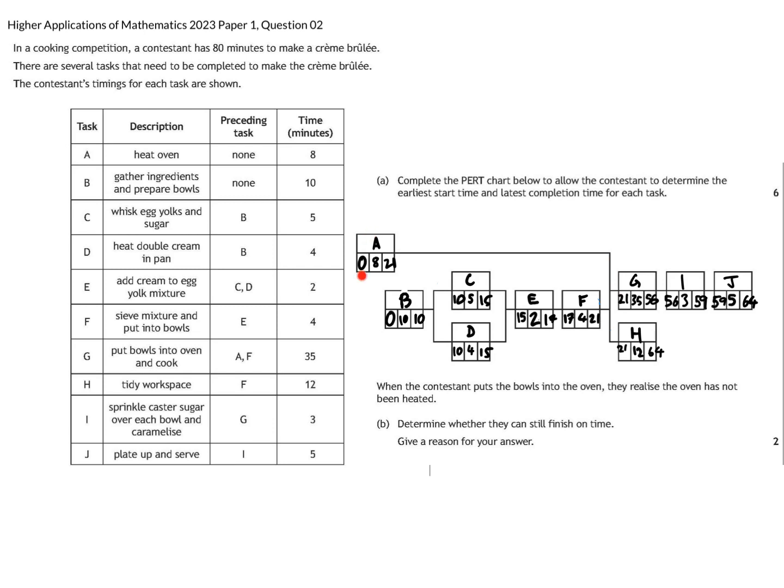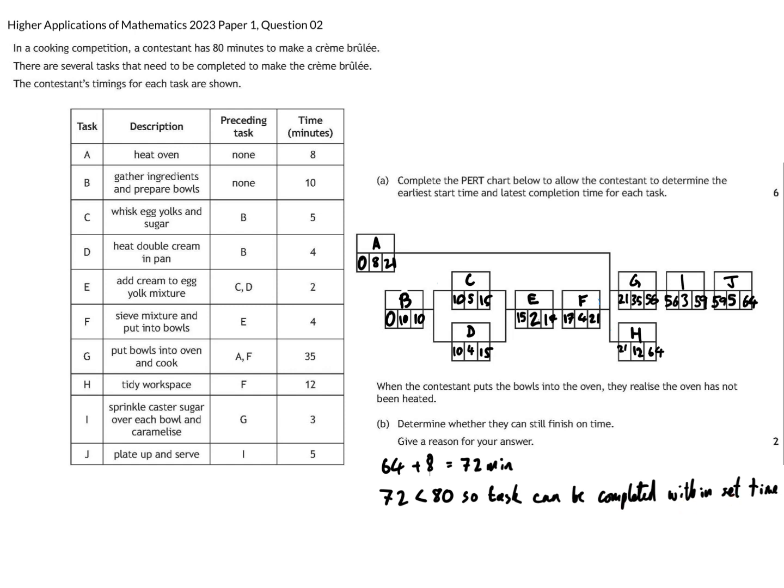So we're looking at task A. There are a couple of ways we can do this. If they need to preheat their oven, that is going to delay this bit by 8 minutes. 64 plus 8 gives us 72 minutes. 72 is less than 80, so the task can be completed within the set time.